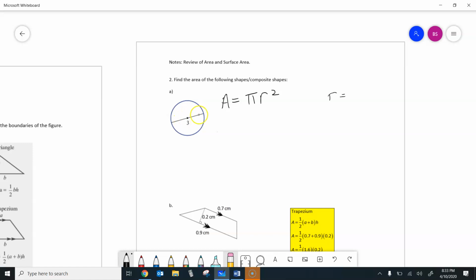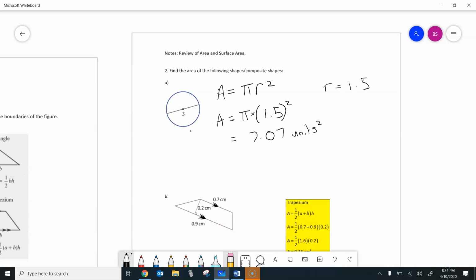So the radius is 1.5, and all we do is we sub that in. So area equals pi times 1.5 squared. There's a times there. You put that in your calculator, and you should get 7.07. Now you'll notice there are no units here, so I'm just going to write units squared.